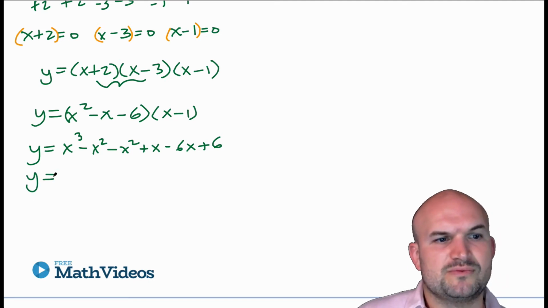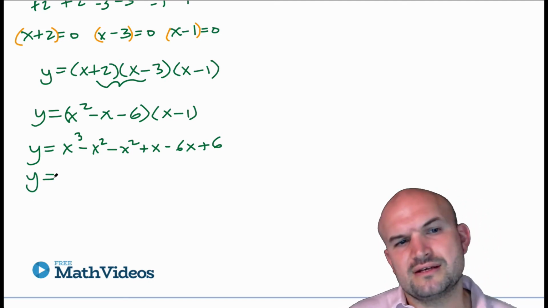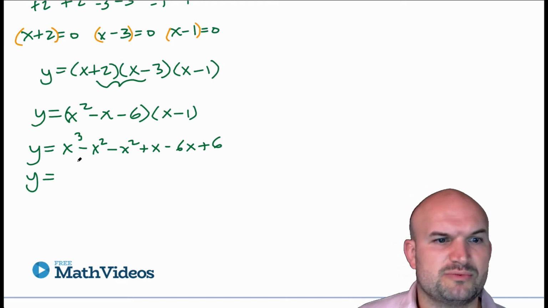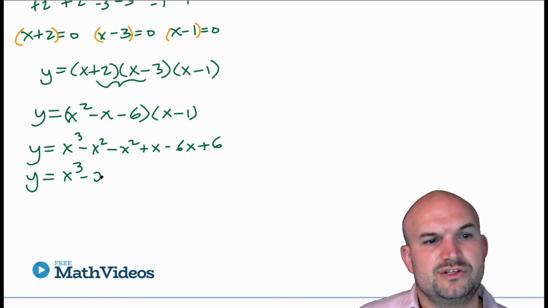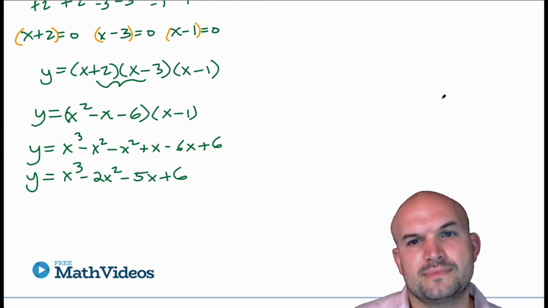Some students will make mistakes with their signs. That's why I don't love this process, but it's rather quick, and it's pretty easy to write. So therefore, I have x cubed. This becomes a negative 2x squared. This becomes a negative 5x plus 6. Okay?